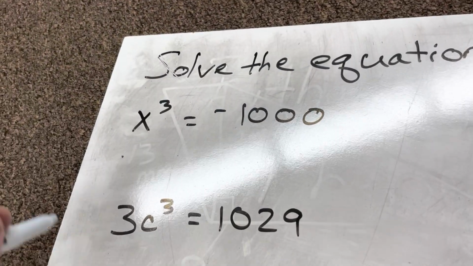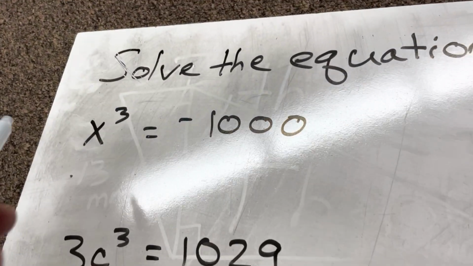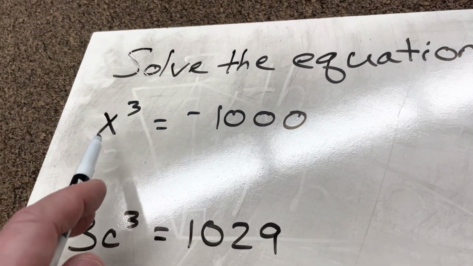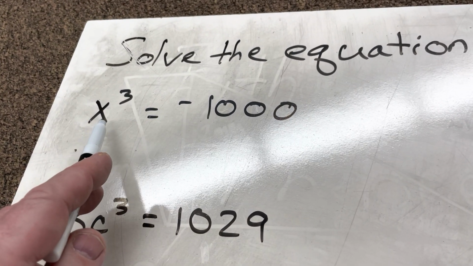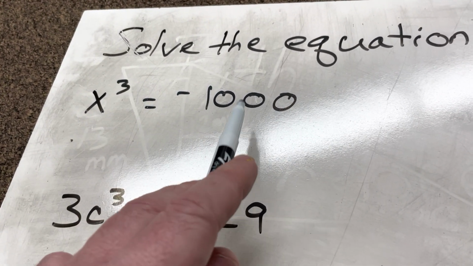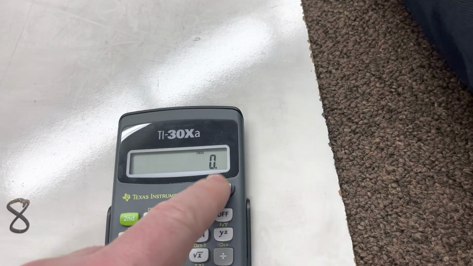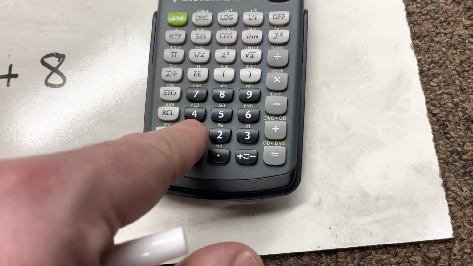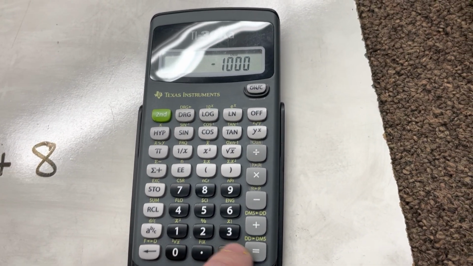Solve the equation. So now I'm solving for the variable. Now this first one is x to the power of 3, or x cubed, equals negative 1,000. So I'm trying to find x. So all I'm trying to do really here is find the cube root of negative 1,000. I'm going to go to my calculator. I'm going to type in 1,000 and then make that negative.